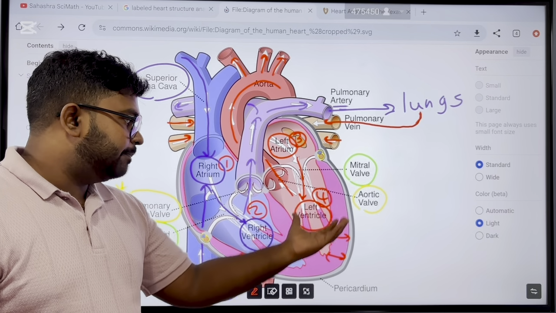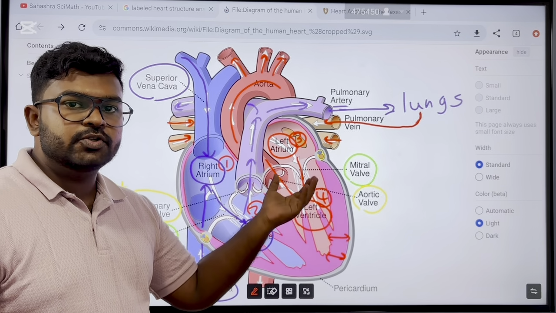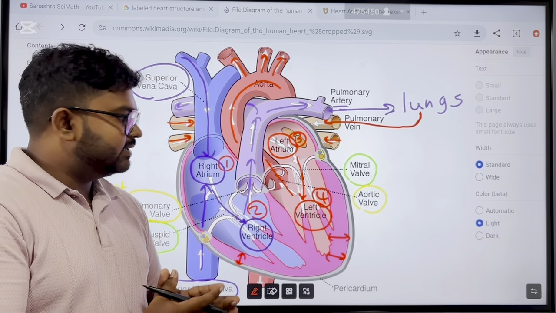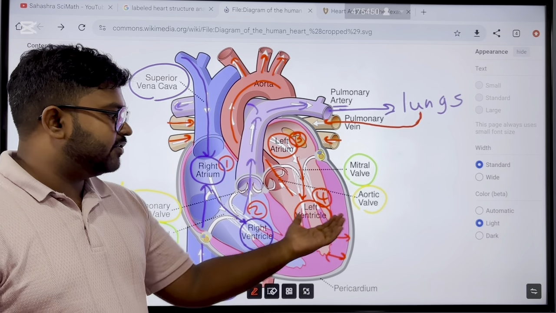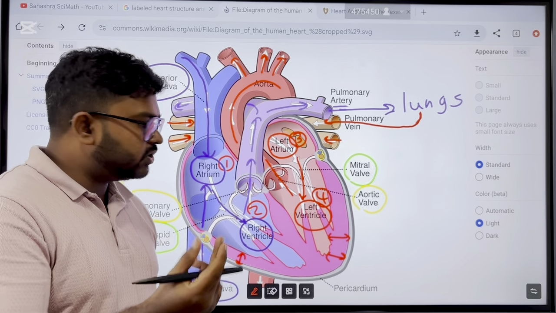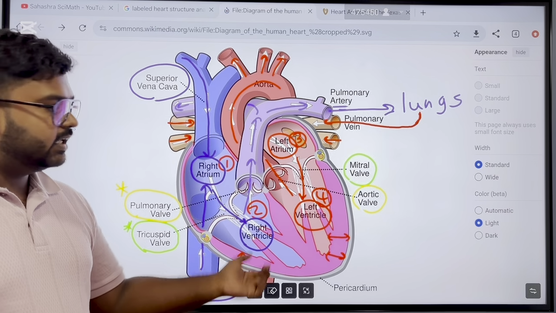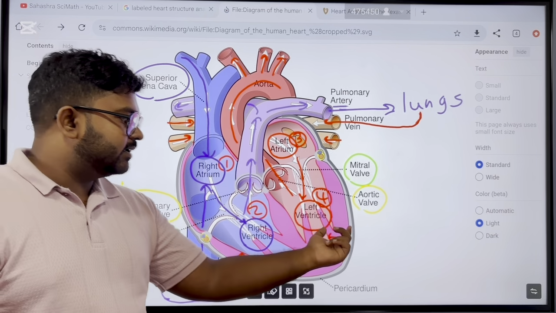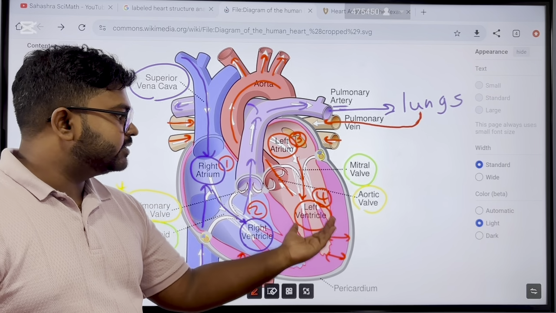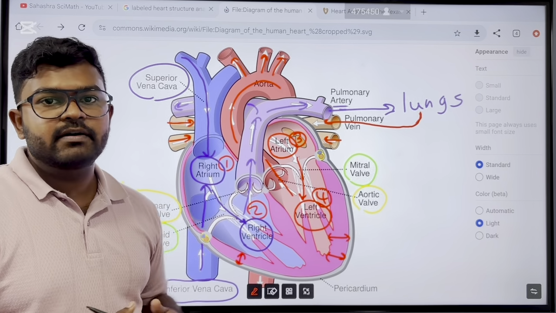So basically the pressure within the left ventricle is also high. Alright. So there is a high muscle bulk in the left ventricle. Because of that, the thickness of the ventricular wall is higher than the right ventricular wall. Here pressure is high, and the thickness of the wall is high because it has to pump blood through our body.